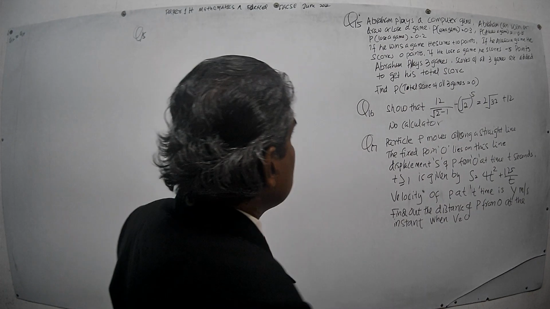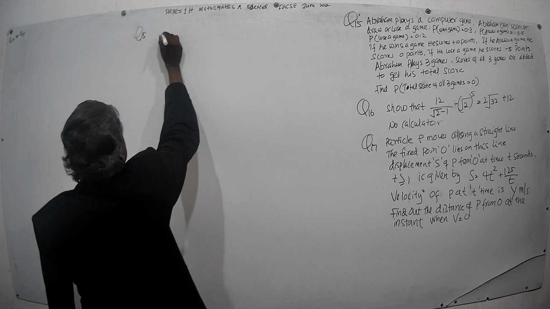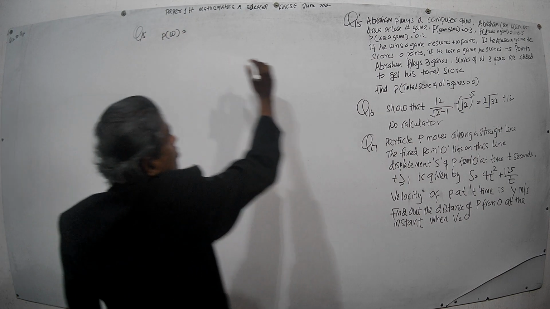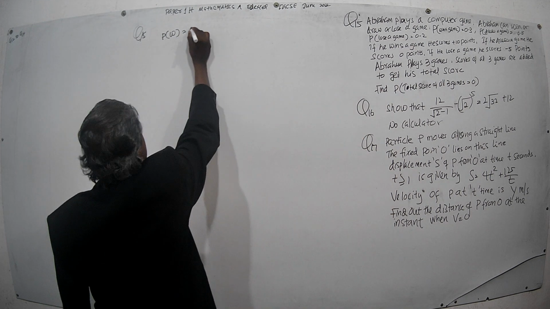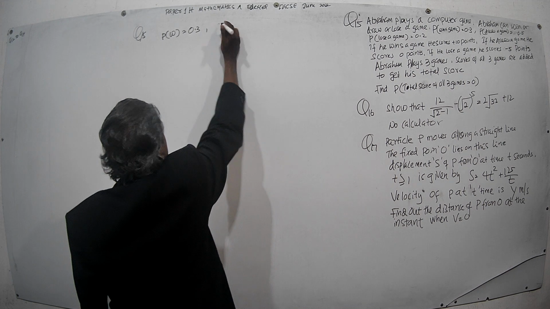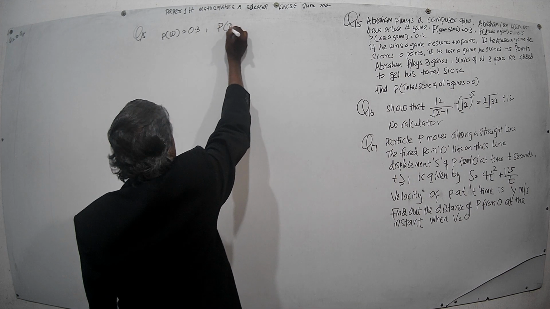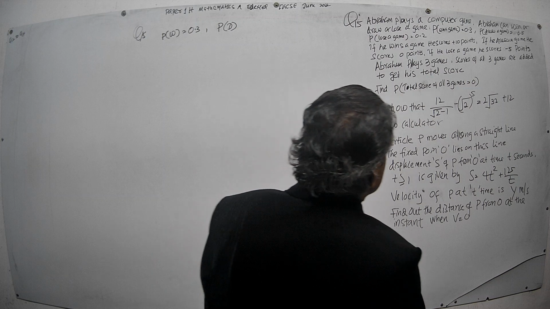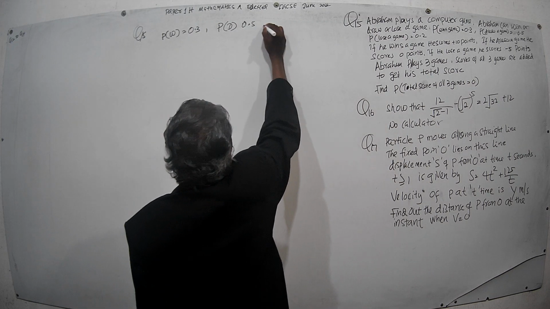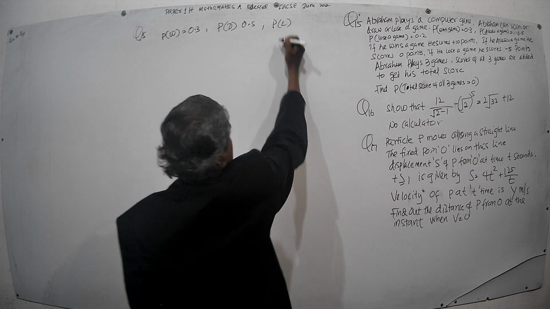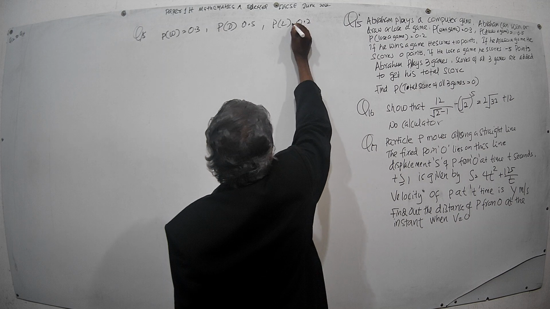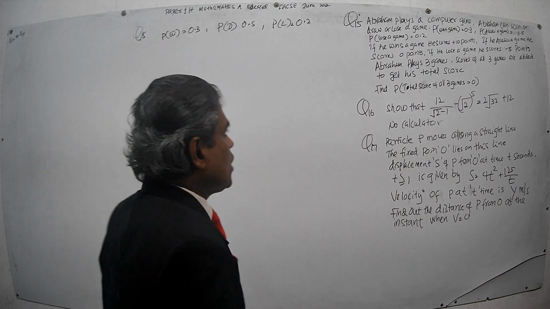Now they say he wins again, how much? 0.3. Then P draw, how much? 0.5. The other one is P lose, how much? 0.2.